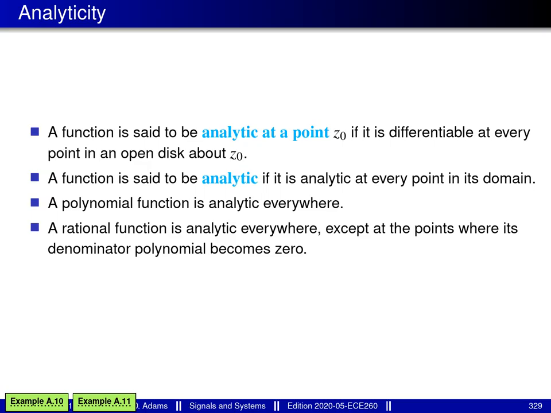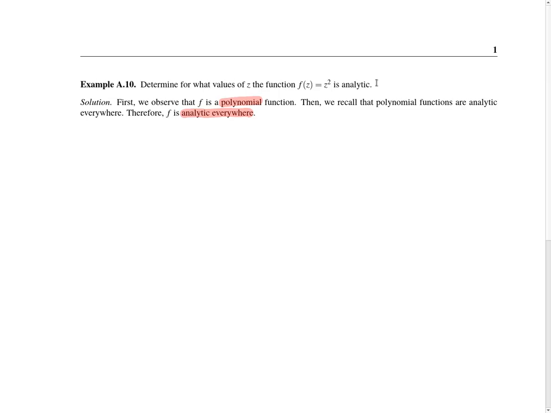At this point, I'd like to consider a couple of examples. The first one I'd like to consider is example 8.10. In this example, we're given the complex function f, which is defined by this equation here, and we're asked to determine where this function is analytic. So the first observation we can make is the function f is a polynomial function because z squared is a polynomial. And then because the function is a polynomial function, we recall that polynomial functions are analytic everywhere. Therefore, the conclusion we draw is f is analytic everywhere.